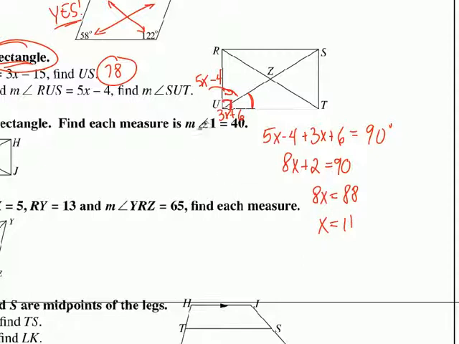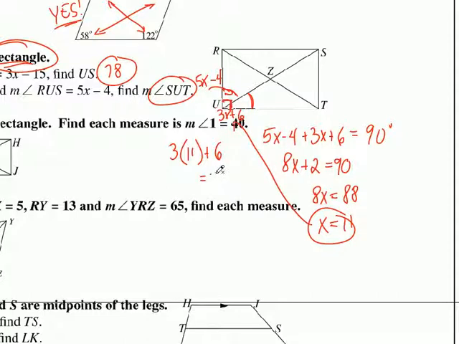But they don't just say solve for x, they say what? Solve for angle SUT. SUT, this one right here. So I know what x is, now what do I got to do? I got to take x and then plug it in for that x right there. So it's 3 times 11 plus 6, that's 33. You can do it in your head. 33 plus 6 is 39. So that angle right there, this angle right here, is 39 degrees.